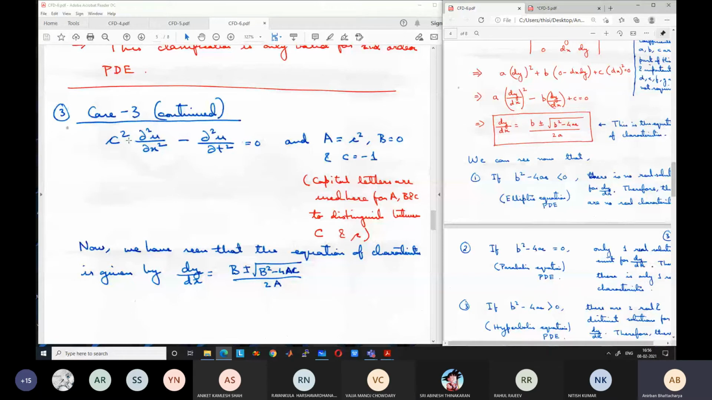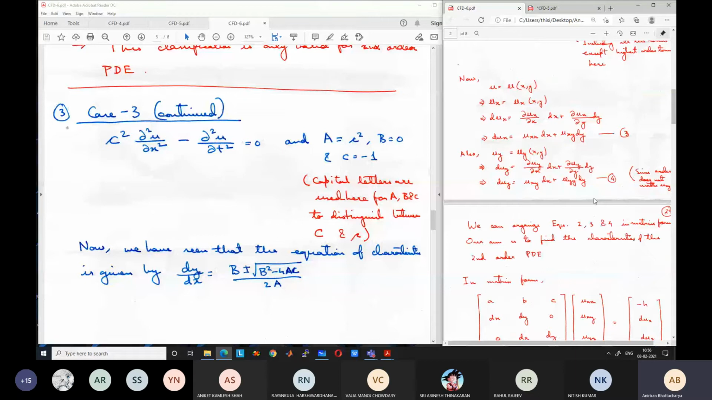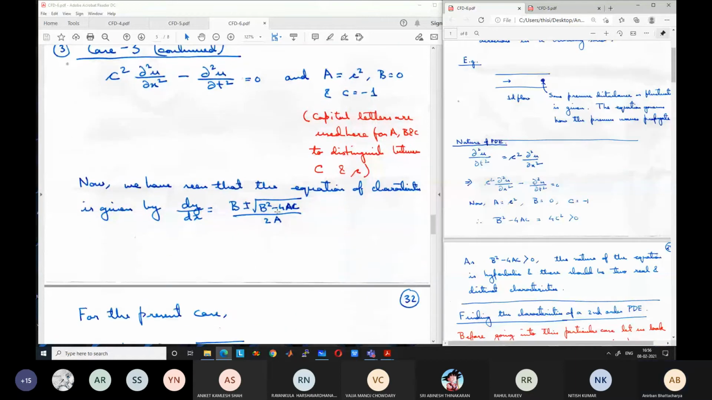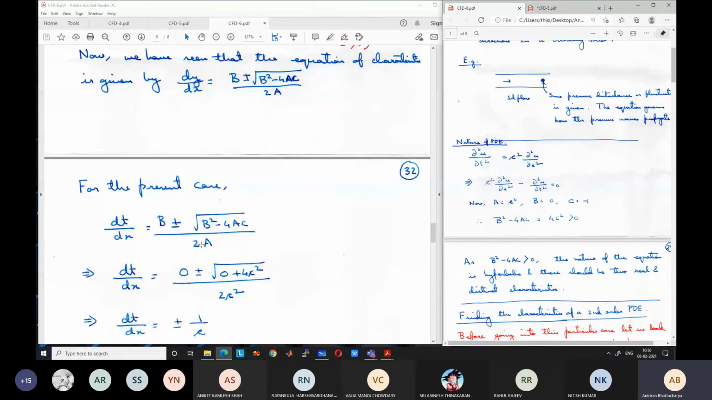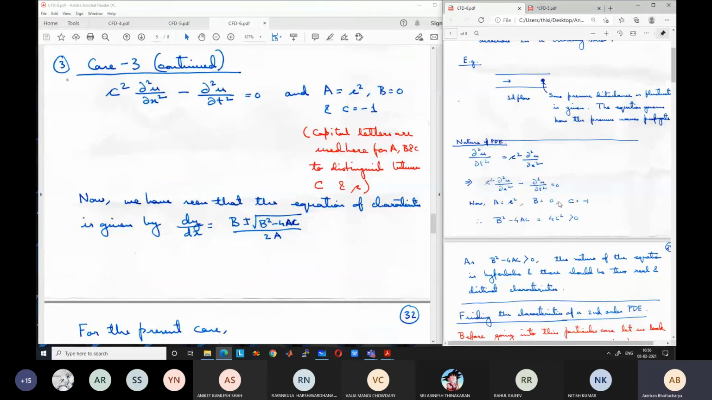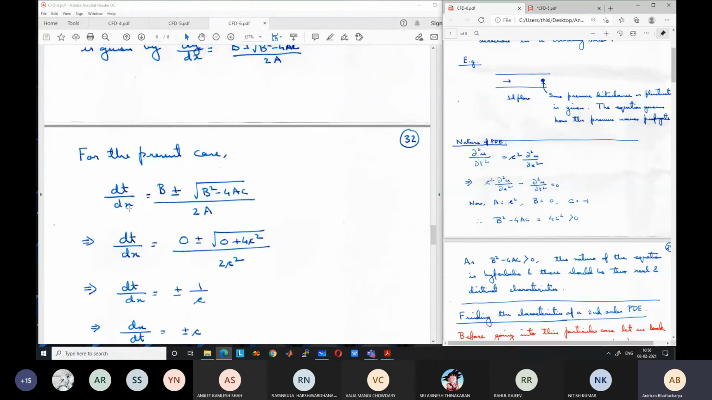Coming back to our actual case, A is c squared, B is 0, and C is minus 1. Replace these values: 0 plus minus root over 0 minus 4 into c squared into minus 1. Instead of dy/dx, we have the two variables t and x. The way we have put the equation, x is the first variable, so it is dt/dx, equal to (B plus minus root over B squared minus 4AC) by 2A.